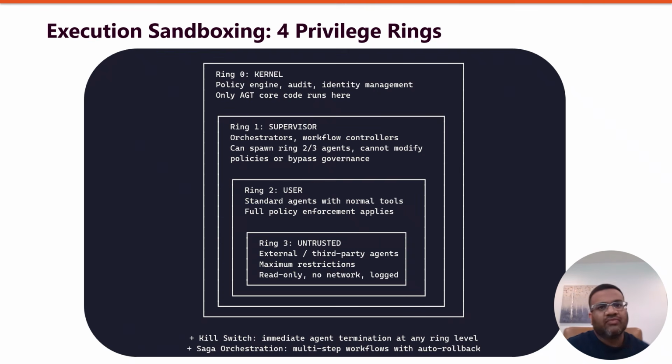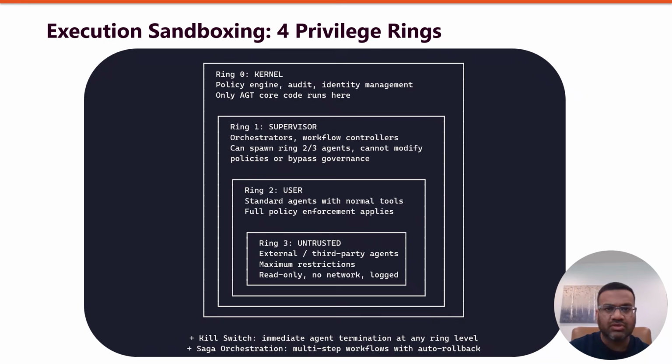Okay, this will feel very similar to the Ubuntu community. We model AGT's execution sandboxing on the same hardware protection rings that your Linux kernel uses. Ring 0 is kernel space. Only AGT's core code runs here, the policy engine, audit system, and identity management. No agent code ever touches Ring 0. Ring 1 is the supervisor. Orchestrators and workflow controllers live here. They can spawn agents in rings 2 and 3, but they cannot modify policies or bypass governance.